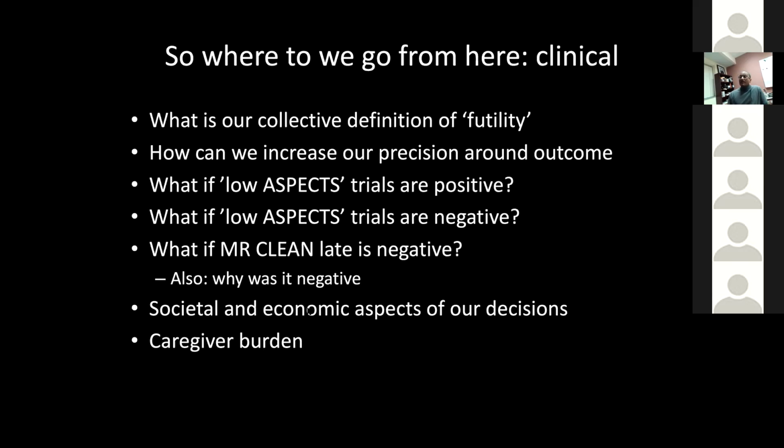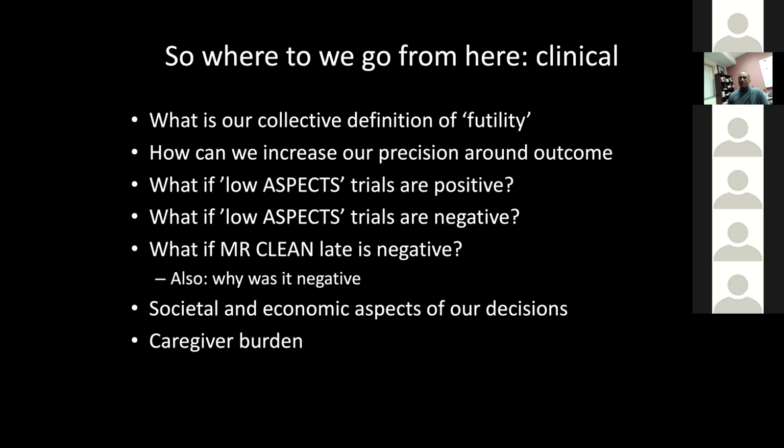The other part that is there is, what if low ASPECTS trials are positive? And obviously you guys know TENSION and IN EXTREMIS, those trials are running and they're running into this problem. I know in TENSION the median age is 82 years or something like that. I don't know about IN EXTREMIS, which means the young patients either don't have low ASPECTS or are getting treated outside of the trial. But anyway, irrespective of that problem of enrollment, what if the low ASPECTS trials are positive? So then should we go down the pathway?